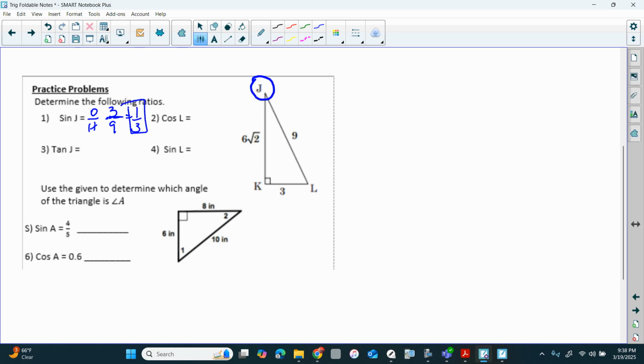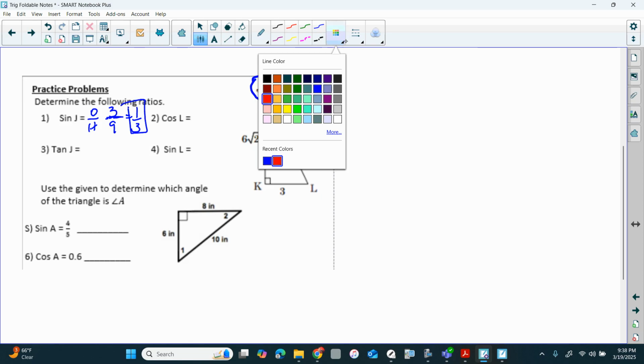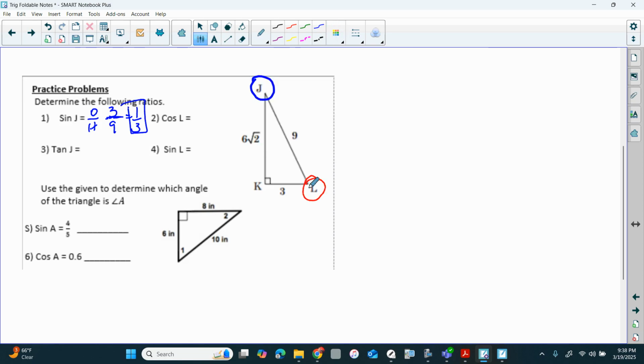Now, cosine of L. So now I'm doing a different reference angle, which is L. Cosine is adjacent over hypotenuse. The adjacent now is also the 3. That would be the adjacent side. So this is 3 over 9, which is 1/3.